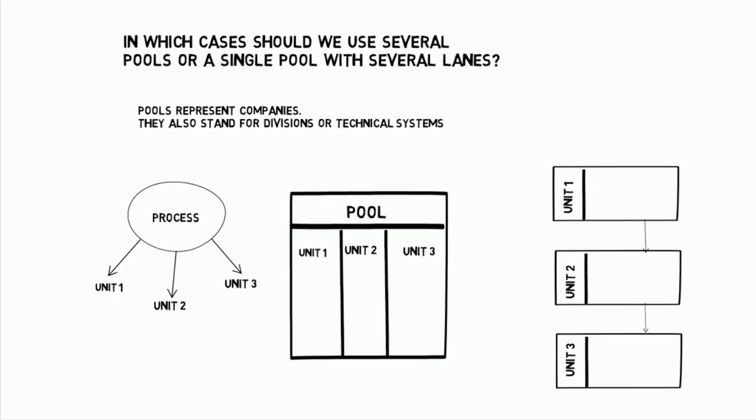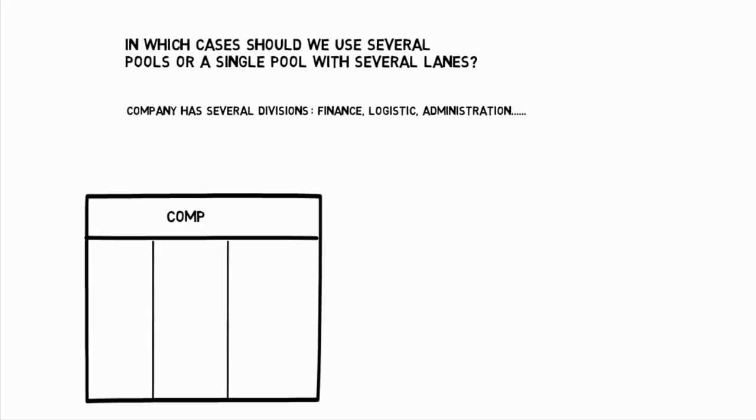So if we have a company which defines processes that span several divisions, for instance, logistic division, administration division, finance division, and so on, it is suitable to use one company pool with a lane for each division.